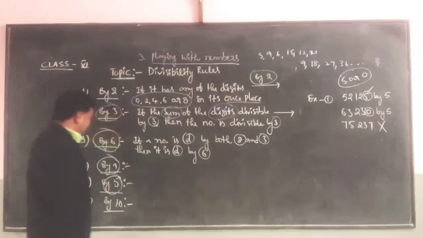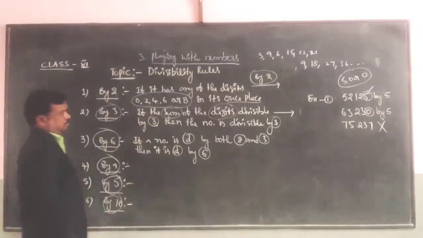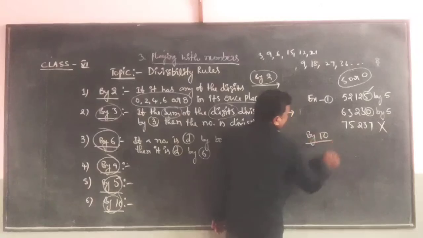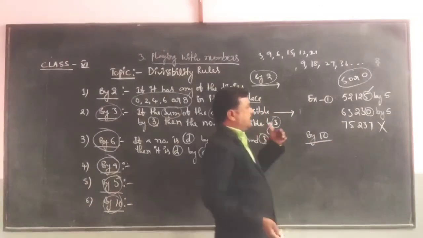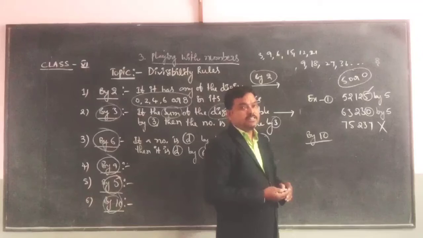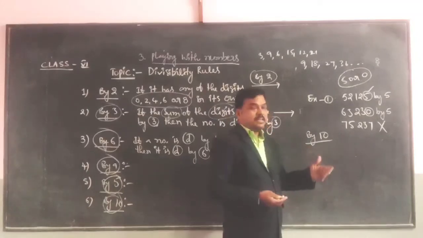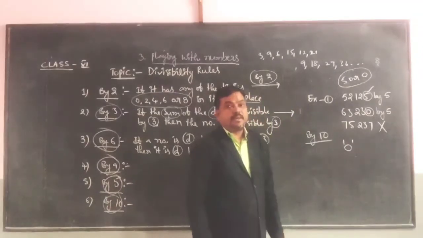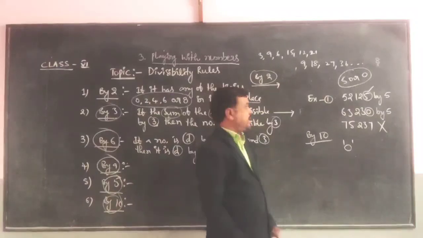Then next, the sixth one, by 10. By 10 means, in a given number, if the last digit at the ones place is 0, then the number is divisible by 10.